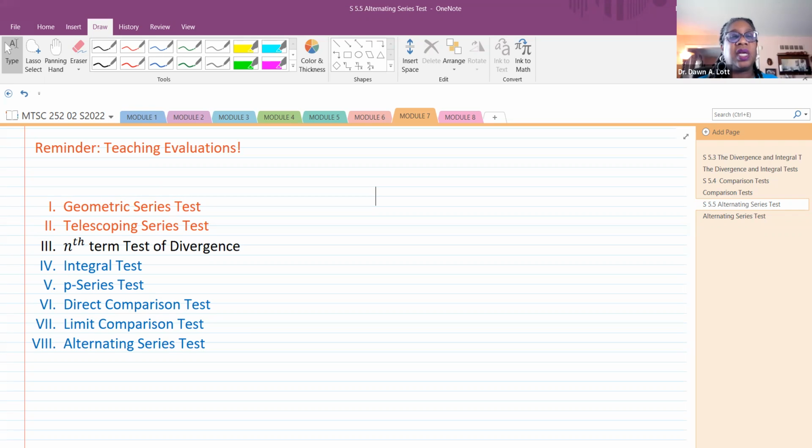Okay, which series test diverges if r is greater than or equal to 1? Is it the P series? No. Okay, geometric? It's the geometric. Thank you, Devin. The P series has a P greater than 1. Geometric series has an absolute value of r less than 1.